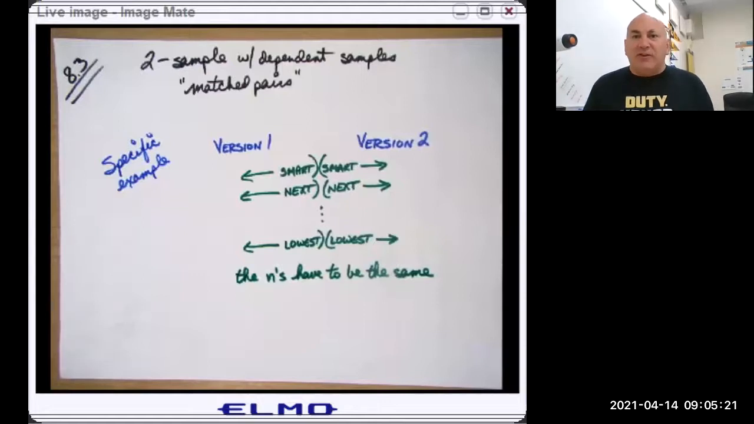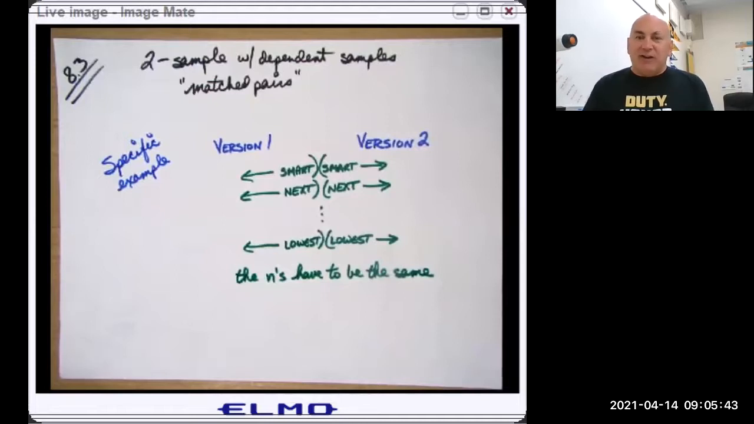Last chapter, we did one sample hypothesis tests. Is mu greater than 7? Is p greater than 0.6? Something like that. In this chapter, we're doing two sample hypothesis tests where I have two populations and I want to compare either the means or the proportions of two separate populations.